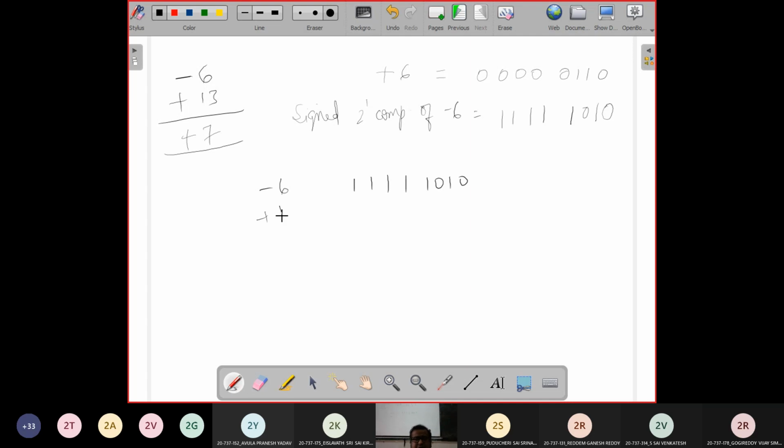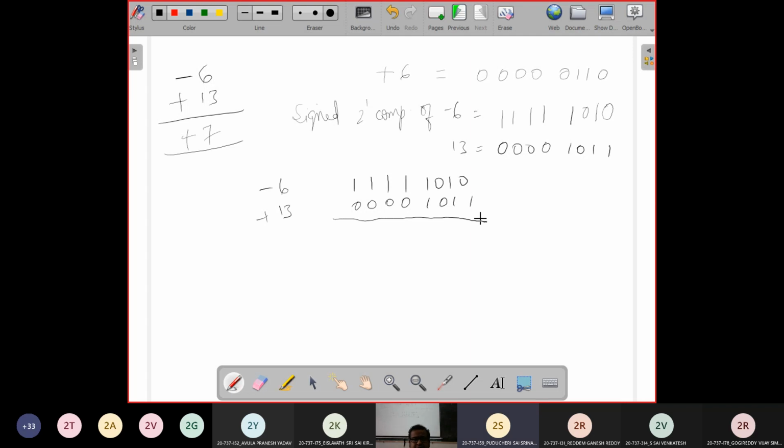Then to that I am adding 13. All of you know how to represent 13, right? As it is a positive number, 13 will be 4 zeros followed by 1, 1, 0, 1. Do you agree? So this will be 13 in signed representation. Agree? So add these two binary numbers.